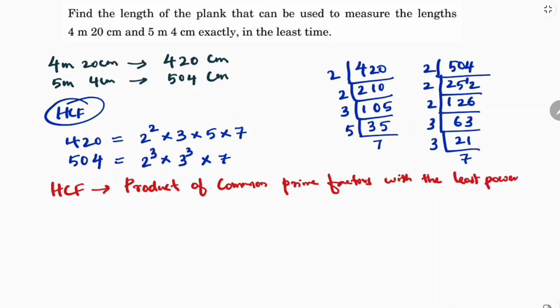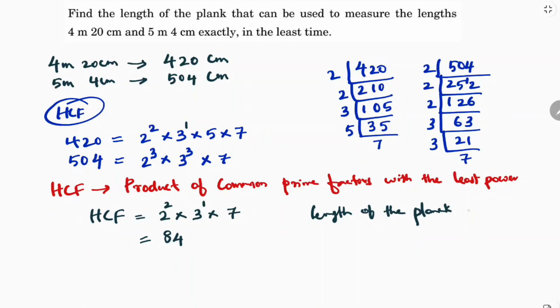Now see, if you observe here, 2, 3 and 7 are all common. So the HCF will be the common factors 2, 3 and 7, but with the least power: 2 power 2 and 2 power 3, the least power is 2; 3 power 1 and 3 power 3, the least is 3 power 1; and 7. So it is 4 times 3, 12, 12 times 7, 84. So the length of the plank is 84 centimeters.